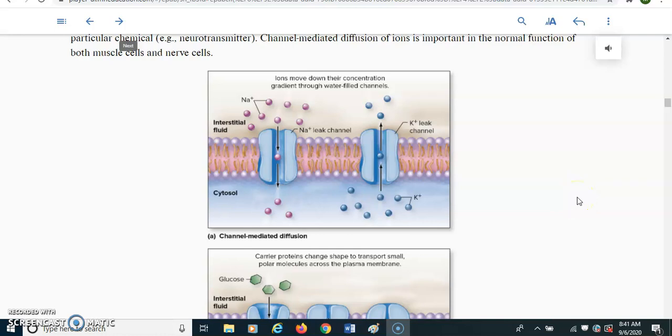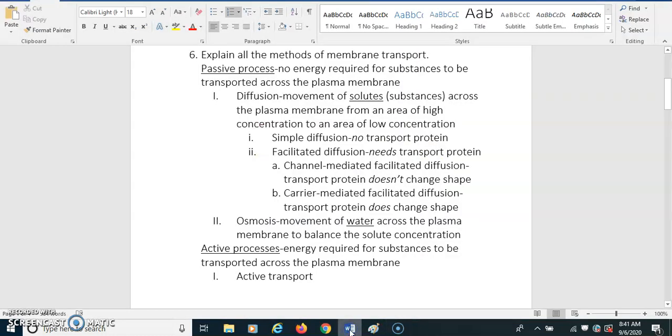All right, AP1 students, in this video we are going to talk about some more passive processes that can occur across the plasma membrane of cells. So let me go to our objectives. And so we're on objective 6 still.